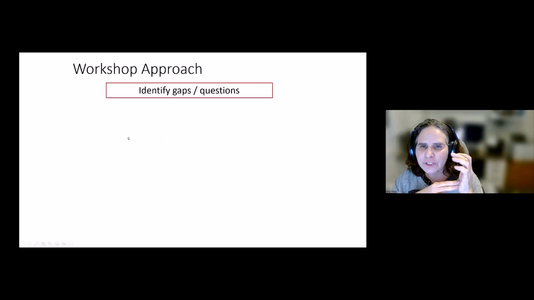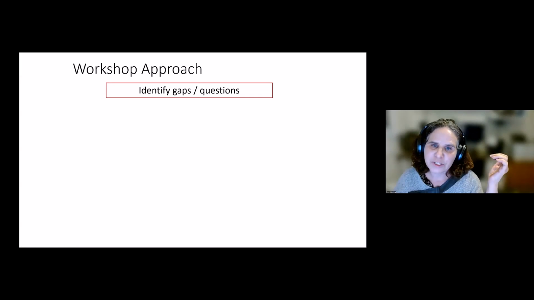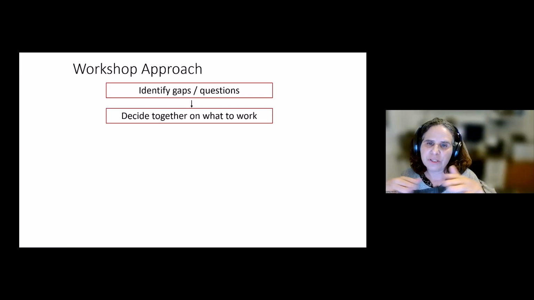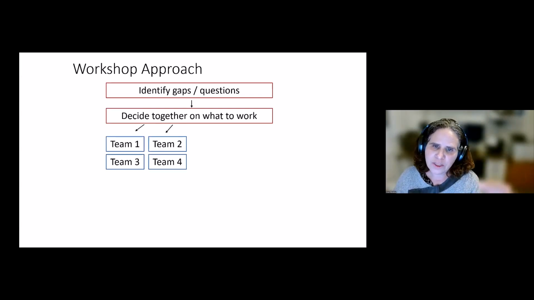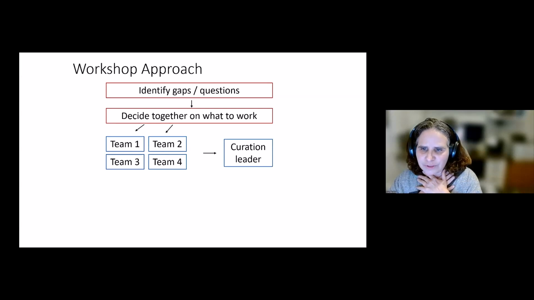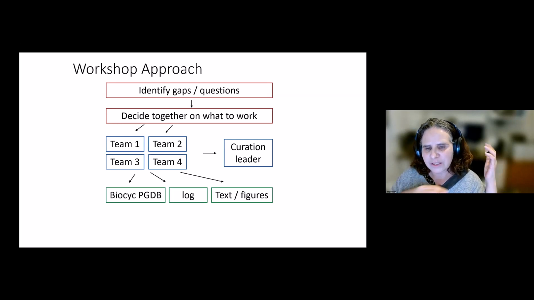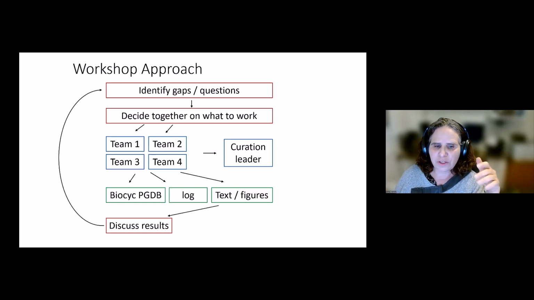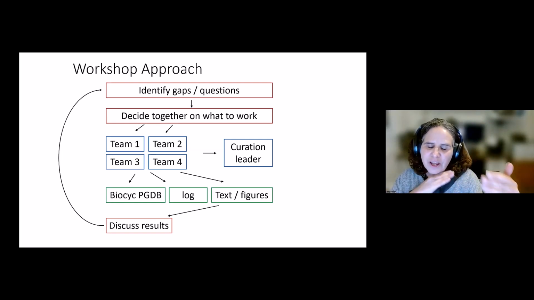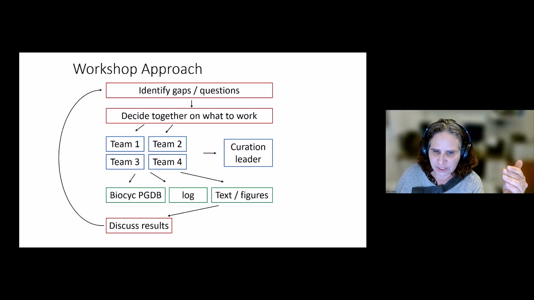How did we approach it? First of all, we identified gaps and questions as a group. Then we decided together what to work on. Then we split into teams. Each team took a question or a pathway to work on. And we were greatly supported by the curation leader, Lisa. As a result, each team came up with a curated BioCyc database, a log, basically a spreadsheet with everything that we did, and text and figures, which we then used to discuss the results and identify things to work on the next day.